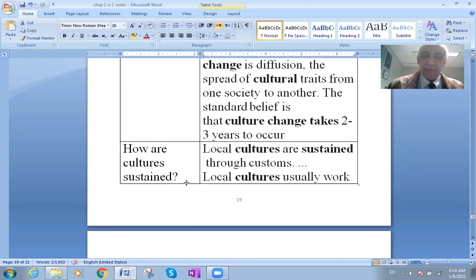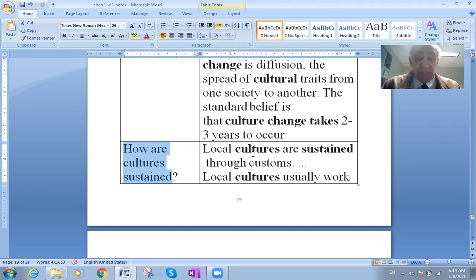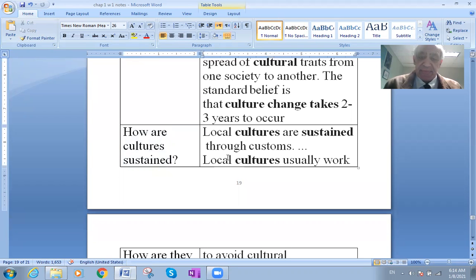We'll go now to another part which is very important: how are cultures sustained? Or how we keep it from generation to generation. Though it's changing, it's a partial change, not a total change. However, it's still the same, or constant, in the short run. But we said that inventions and technology affect the culture. Local cultures are sustained through customs, habits, values, traditions, like that.